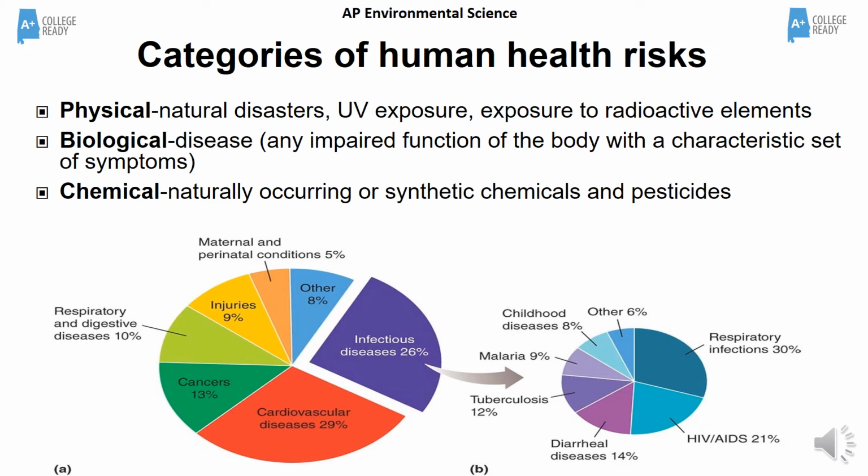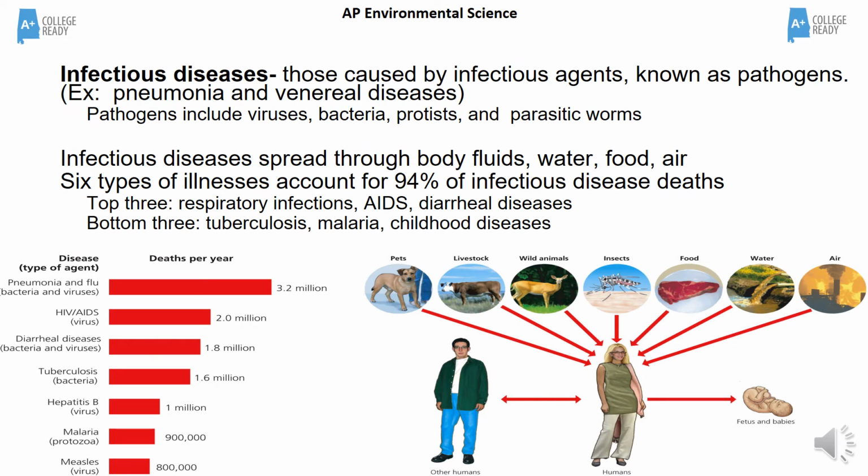There are three major categories of risks that can harm human health: physical, biological, and chemical. Biological risks are associated with disease. A disease is any impaired function of the body with a characteristic set of symptoms. Infectious diseases are those caused by infectious agents known as pathogens. Pathogens include viruses, bacteria, protists, and parasitic worms. Six types of illnesses that account for 94% of infectious deaths include respiratory infection, AIDS, diarrheal diseases, tuberculosis, malaria, and childhood diseases.